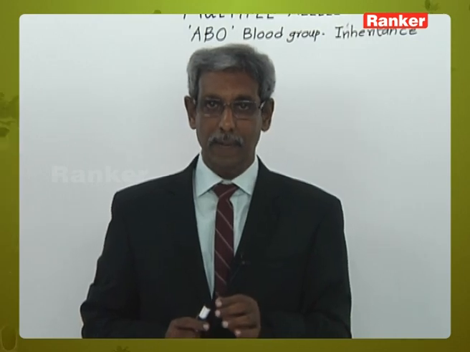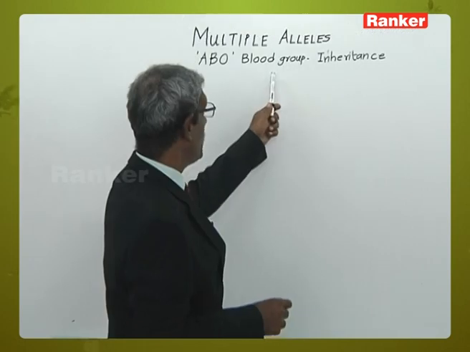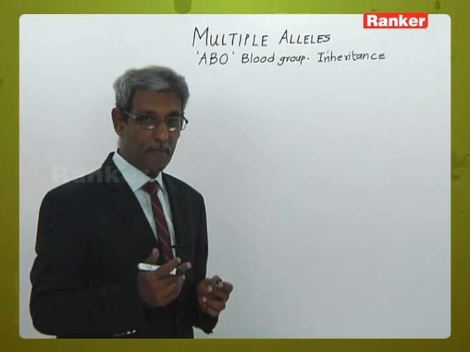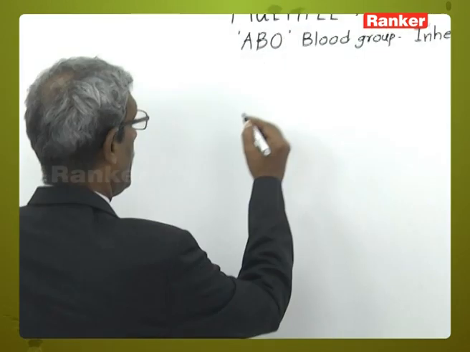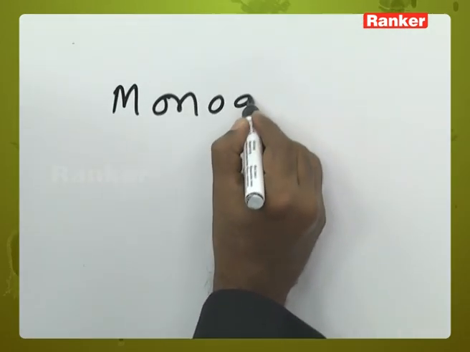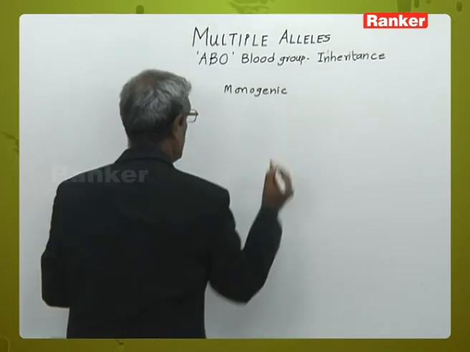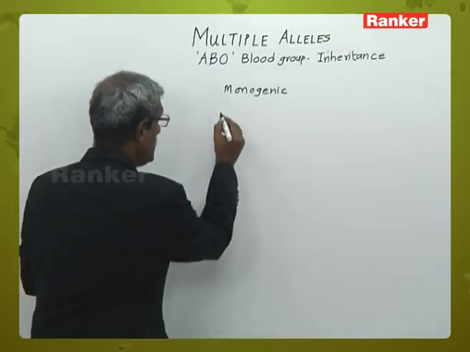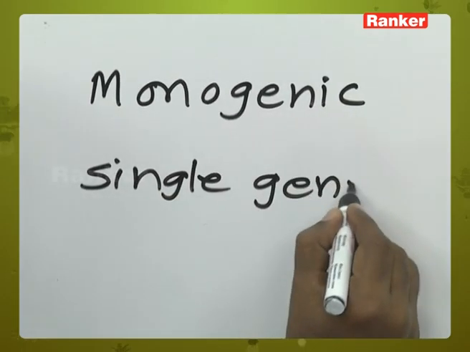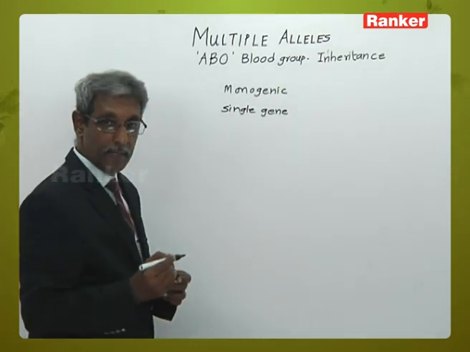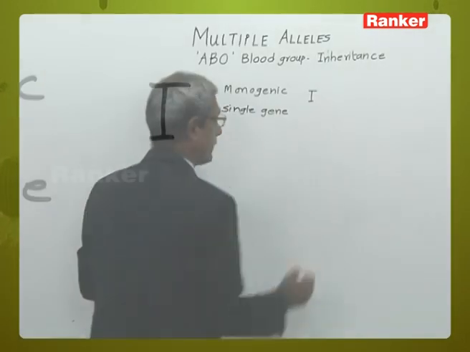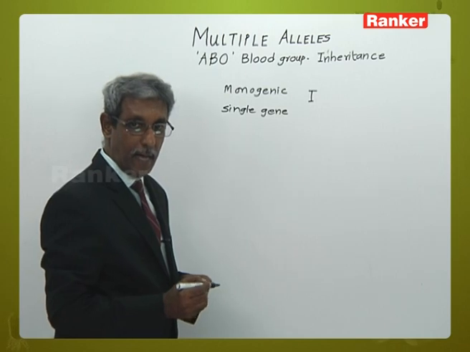A common form of multiple alleles is seen in the inheritance of blood groups. When you take blood groups, we understand that they follow monogenic inheritance. That is, it follows single gene inheritance. And the most important thing is that the single gene is designated as I.